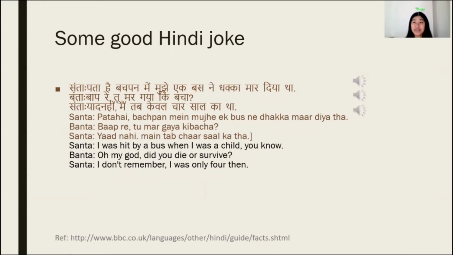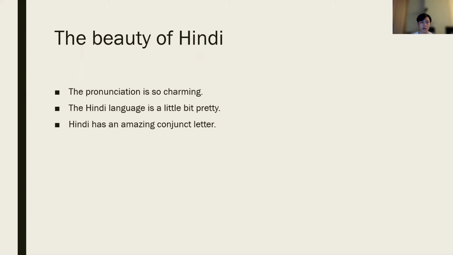And the last one is some good Hindi jokes. The beauty of Hindi. In our opinion, Hindi is one of the most beautiful languages. The pronunciation is so charming. There are 137 letters and the Hindi numbers from 1 to 100 are all unique words. There is no pattern like 11, 21, 31. The Hindi language is a little bit pretty in that it has genders to specify all things. For example, a table is feminine, a bed is masculine.